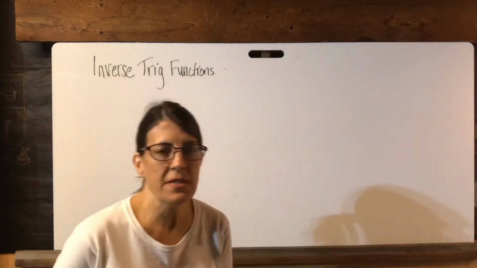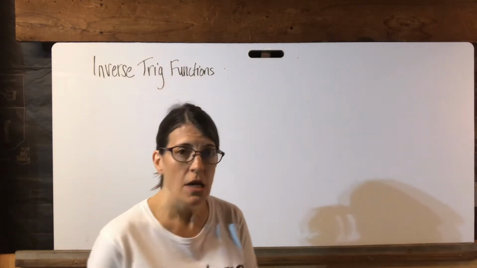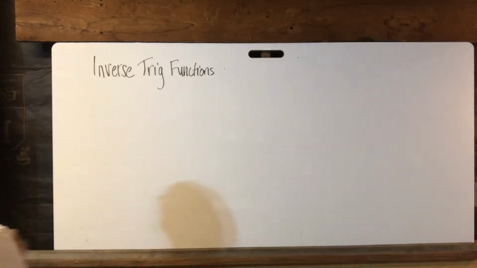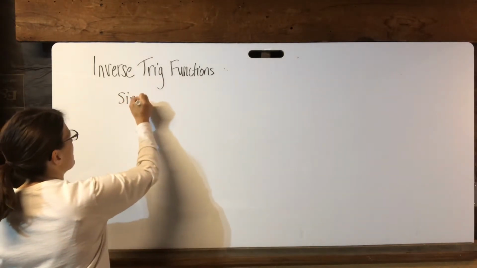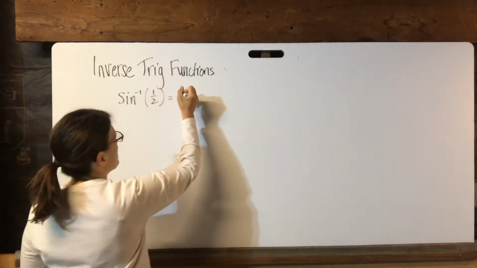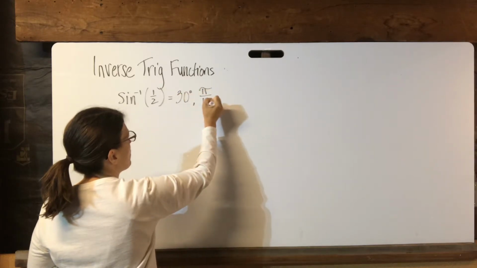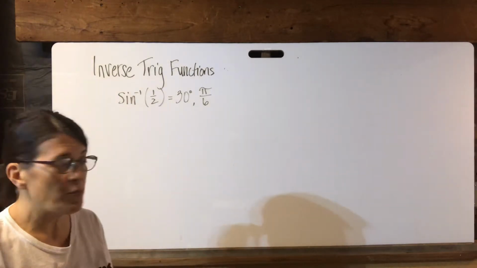In the previous lesson, we talked about finding inverse trig functions. So for example, something like the inverse sine of 1/2 is 30 degrees or pi over 6. So that's what was going on in the previous lesson.